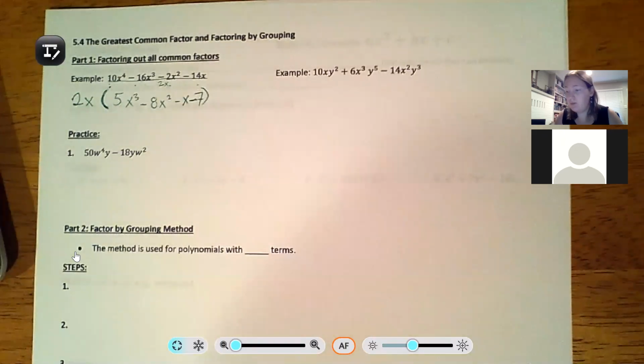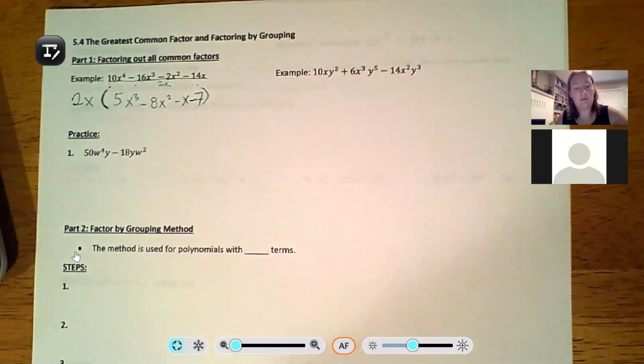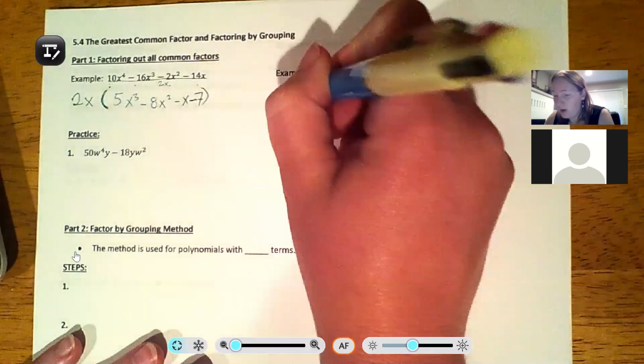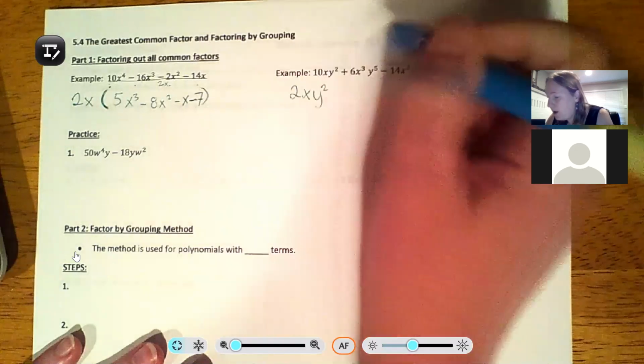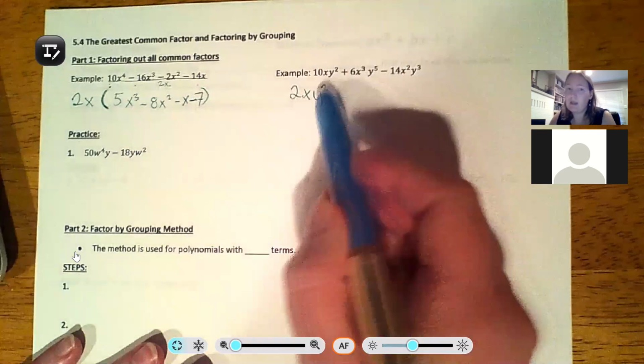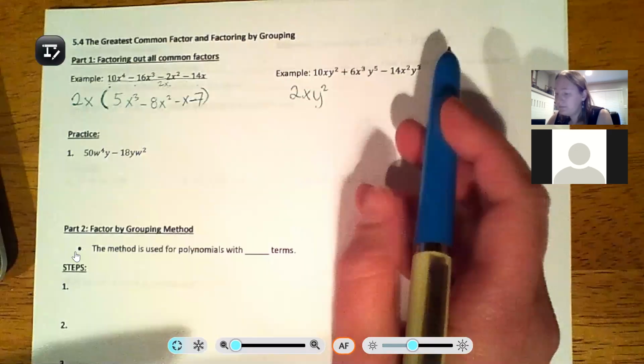Sometimes you'll have multiple variables or higher coefficients. If we look at this one, again, they're all even. I did a lot of 2s just because it's easier to see and get the point across. But they all have at least an x, and they all have at least y squared. So you want to pick the greatest common factor. So I picked y squared instead of just saying y.